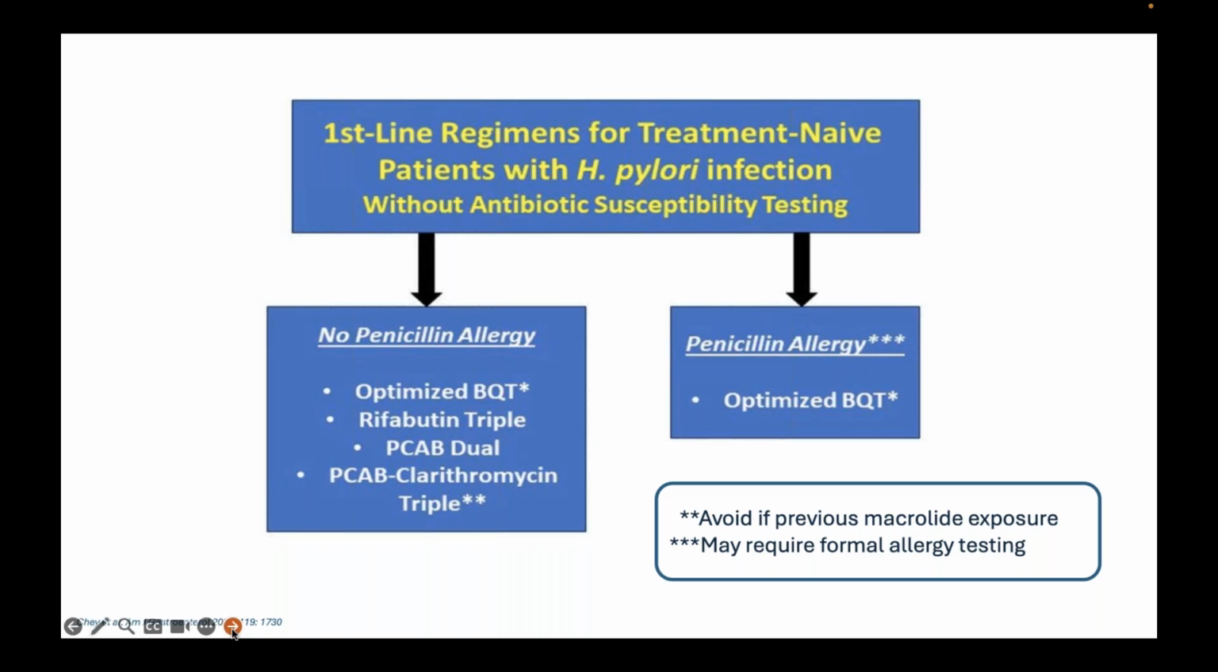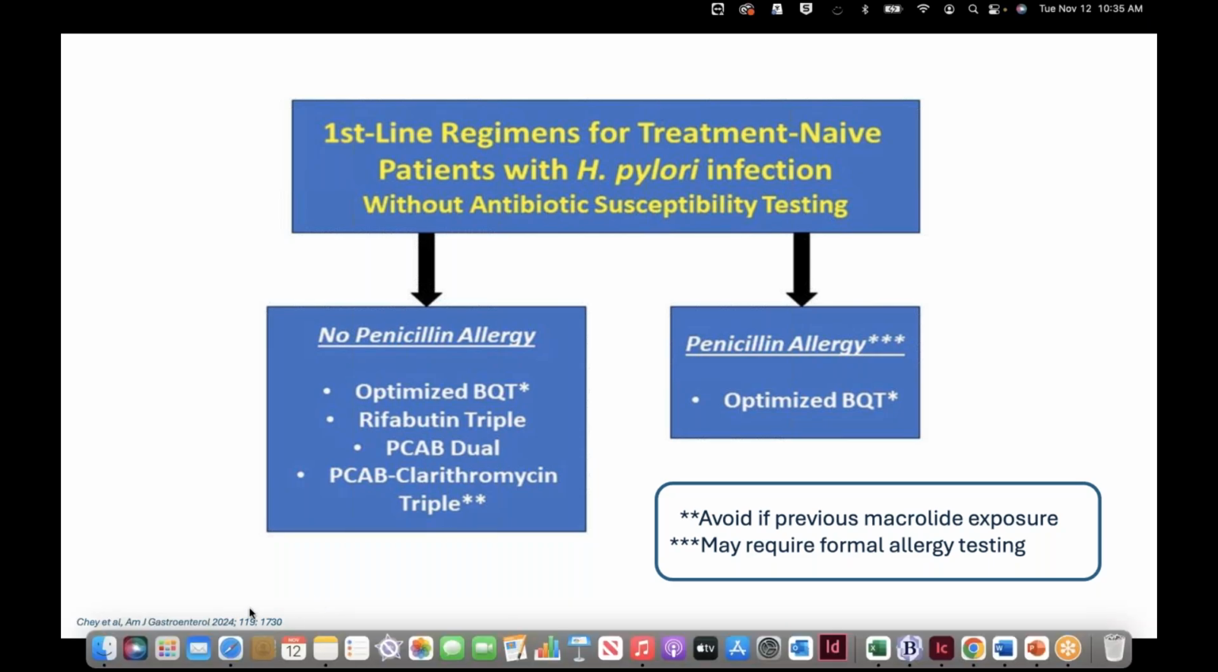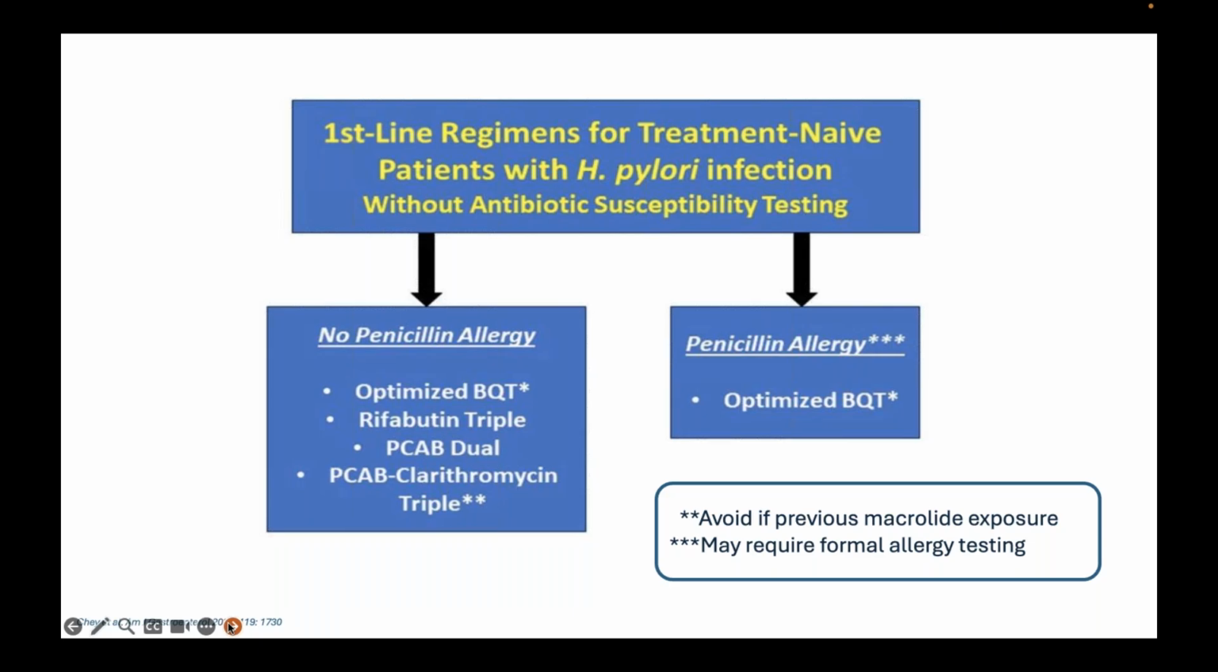On the left-hand side, assuming there is no penicillin allergy, then optimized bismuth quadruple therapy would certainly be appropriate. Alternatives would be the rifabutin triple combination or the PCAB dual combination. There is also the possibility of using the PCAB clarithromycin triple combination, but that should be avoided if the patient has previously used a macrolide. Next slide, please.